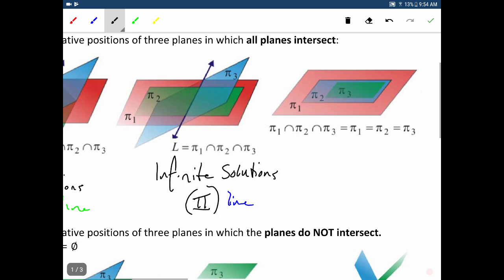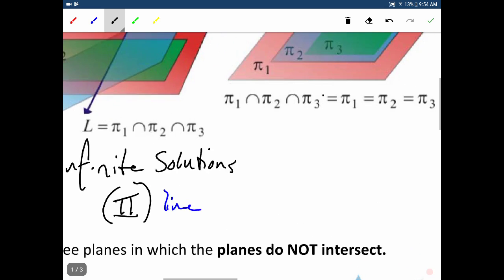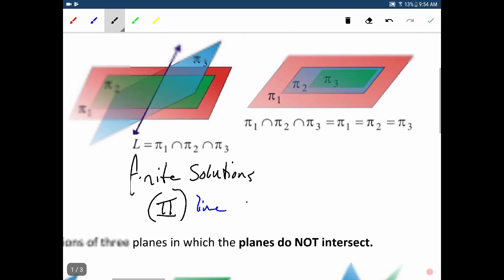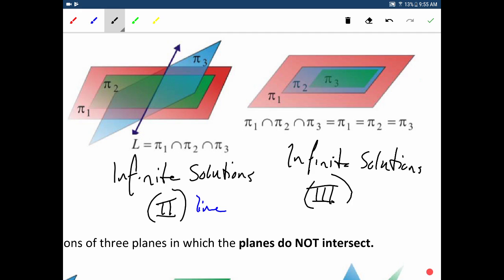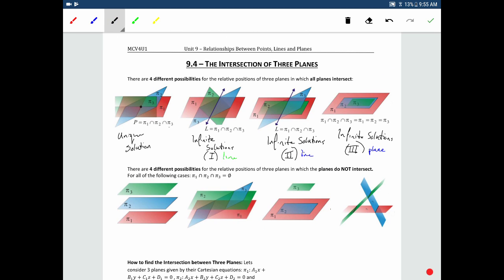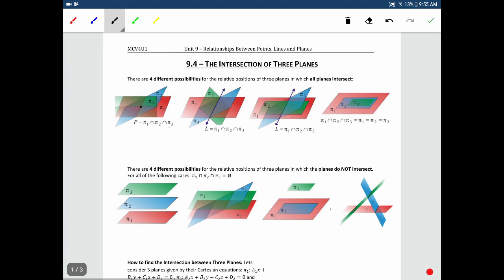All right. And finally, the third possibility is that we have 3 planes, all of which are coincident. So infinite solutions again. We'll call this the third type. This one, they intersect in a plane. All right. So let's look at the 4 where there are no solutions.